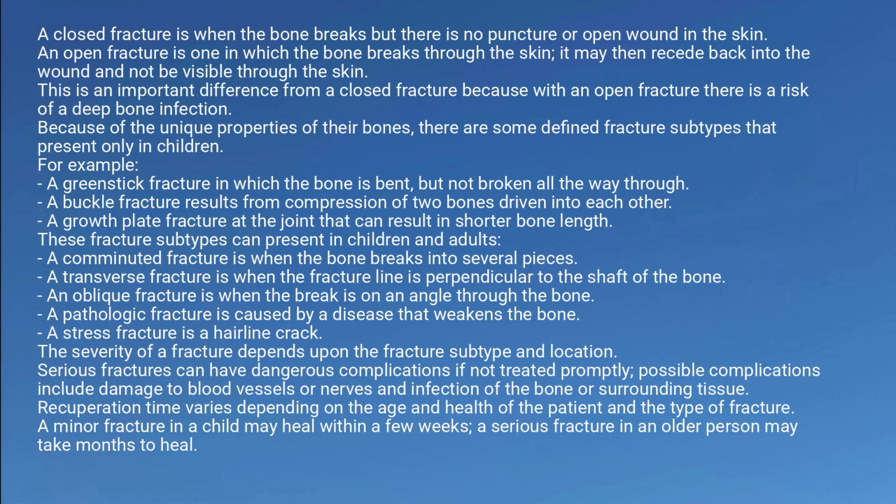A comminuted fracture is when the bone breaks into several pieces. A transverse fracture is when the fracture line is perpendicular to the shaft of the bone. An oblique fracture is when the break is on an angle through the bone. A pathologic fracture is caused by a disease that weakens the bone. A stress fracture is a hairline crack.